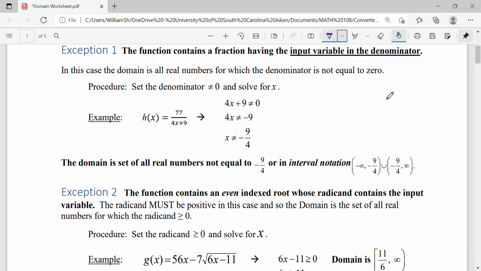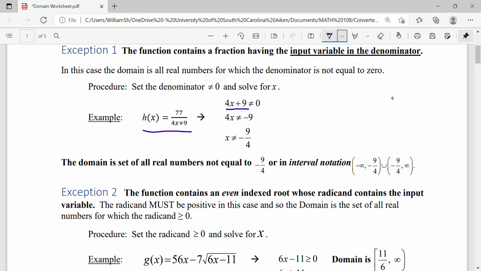Exception number one, the function contains a fraction having the input variable in the denominator. In this case, the domain is all real numbers for which the denominator is not equal to 0. So our procedure here is to set the denominator not equal to 0 and solve for x. In our example, h of x equals 77 over 4x plus 9. That is the equation we're working with. We'll set that denominator not equal to 0, because if we have a 0 in the denominator, we'll wind up with something that's undefined.